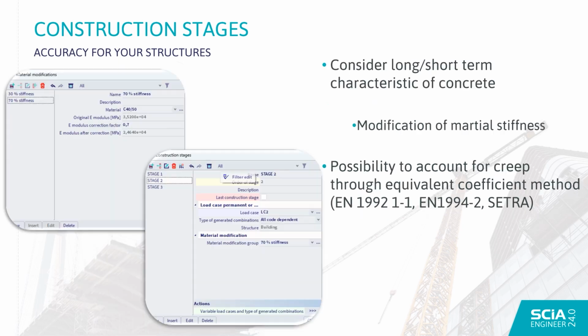Besides all that, we now have the possibility to change the characteristic of the material by adding material modifications, for example, in a certain construction stage. And this modification or this factor will modify the E-modulus in the construction stage. This will allow users to take into account long and short-term characteristic of concrete, for example, and the possibility to account for creep in a normative way through the equivalent coefficient method, a method that is also described in the Eurocode.